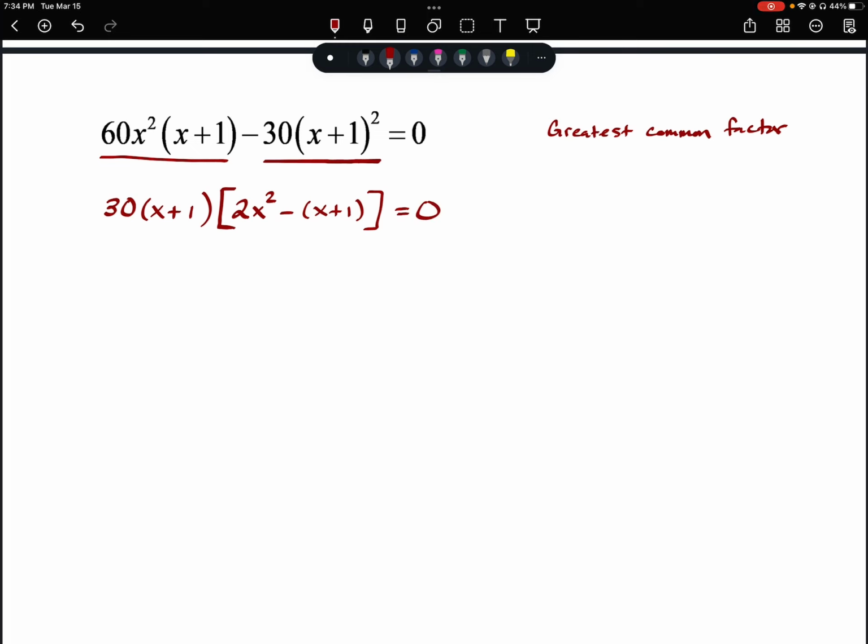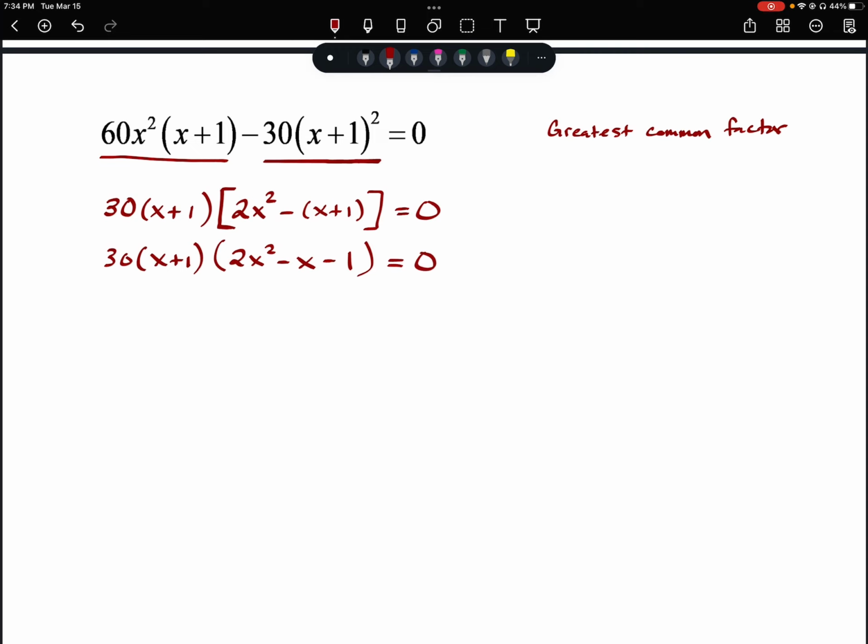Now let's simplify what's inside our brackets. This would be like saying 2x squared minus x minus 1. And then we have 30 times the quantity x plus 1 still out in front.